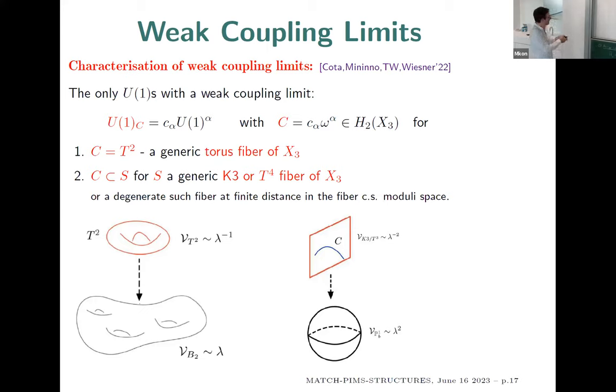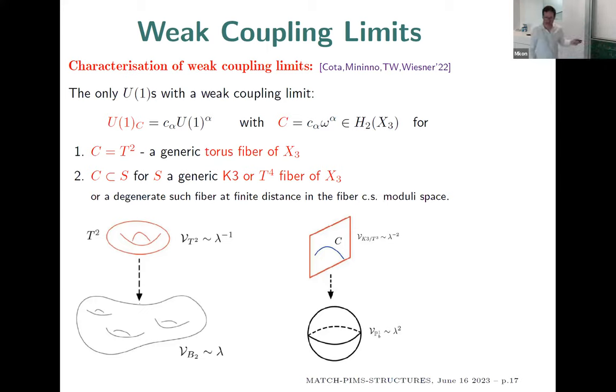torus fiber itself, and only the full torus fiber, so no degenerate components, no exceptional curves inside the torus fiber, only the generic fiber, or the curve is a curve inside a generic K3 or T4 fiber, meaning those fibers that can occur at finite distance in the convex vector moduli space of the fiber. So what I do not want is curves that are localized only in, say, type 2 or type 3 Kulikov type fibers, K3 fibers that would occur.